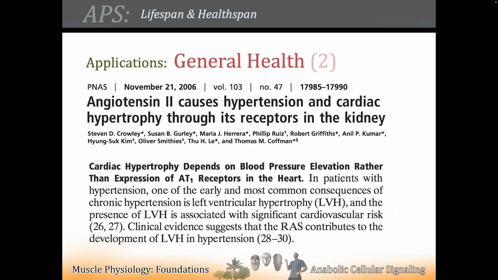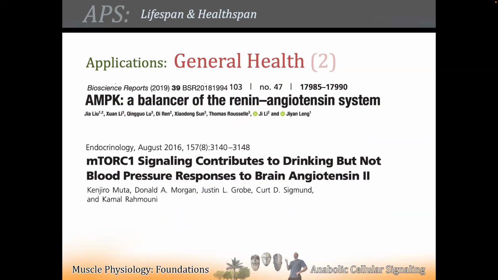And then ACE, angiotensin converting enzyme, it's another enzyme, obviously, that converts angiotensin 1 into angiotensin 2. Then angiotensin 2 vasoconstricts, then activates aldosterone. Aldosterone increases blood volume. So long-term regulation of blood pressure, there's a big kidney function here. And AMPK is a regulator of this. Activation of AMPK has a blood pressure lowering effect.